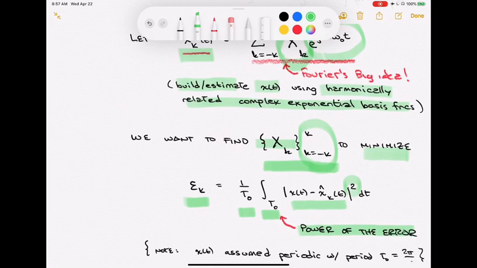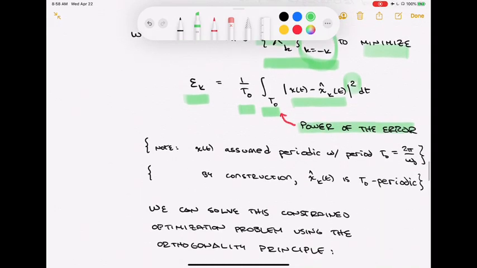Okay, so we want to find coefficients that minimize the power of the error. That seems like a pretty sensible thing, right? If we could minimize the power of the error, or better yet, if we could drive the power of the error to zero, right? That means whatever our estimate as far as a power view would be identical to the signal of interest. We'll talk more about that perspective when we talk convergence of the Fourier series coming up in a later lecture.